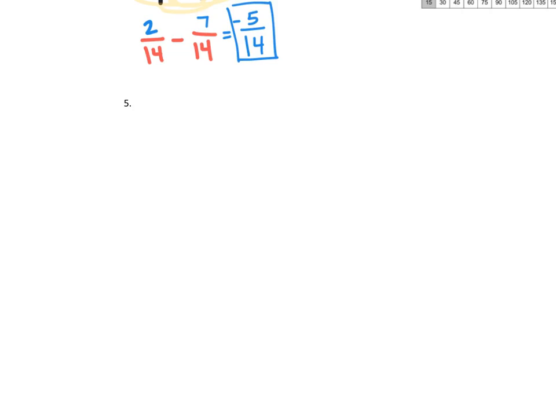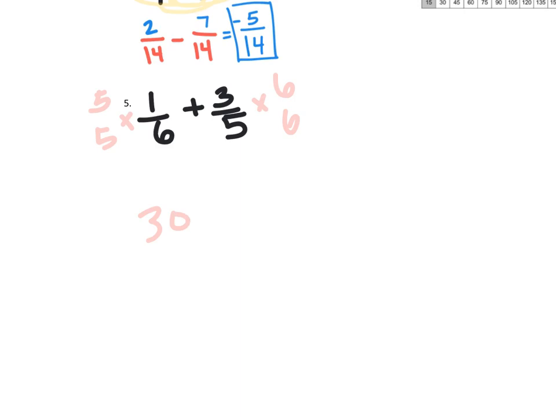Example number 5 will be 1/6 plus 3/5. So that last strategy I was talking about, we can do with this problem here. You can take the denominators, 6 and 5, and multiply them on each other's side. So on the opposite side, I can multiply this side by 5, and I can multiply this one by 6. And then it would give me a common denominator of 30.